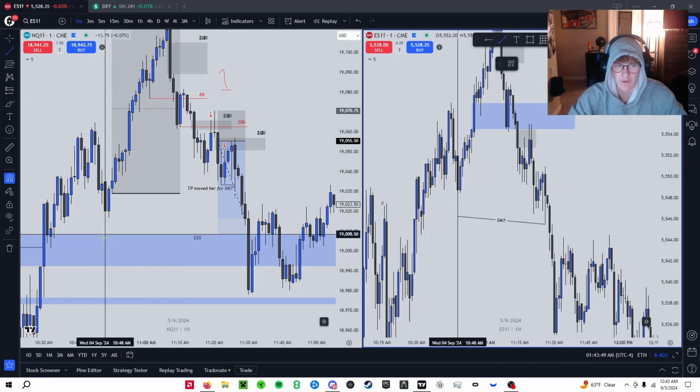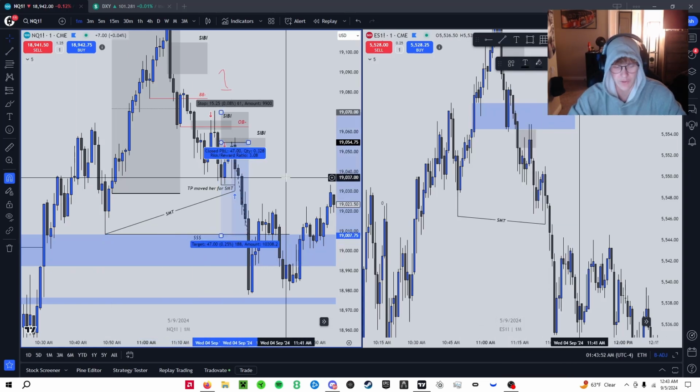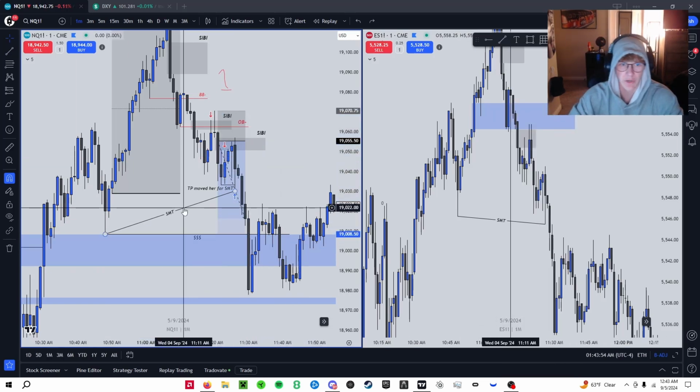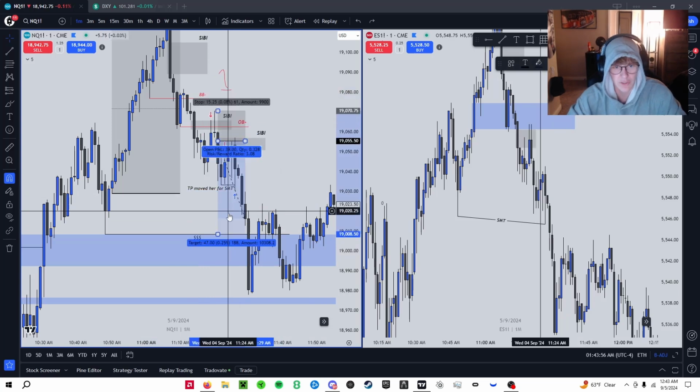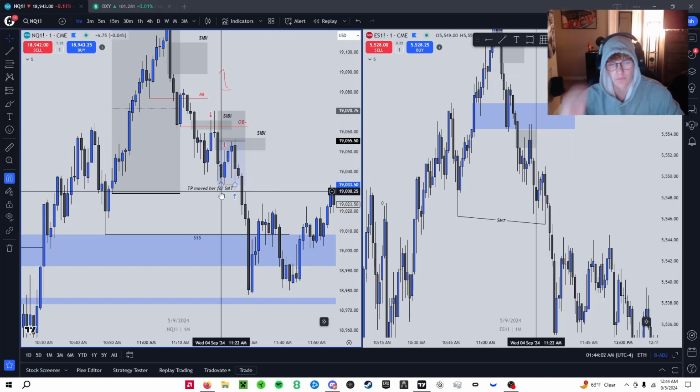Then I was afraid that we would actually SMT with price on NQ in reverse higher. So I ended up managing my trade, and I got out my full position at this internal range liquidity. 1.5 risk to reward after all of the managing.